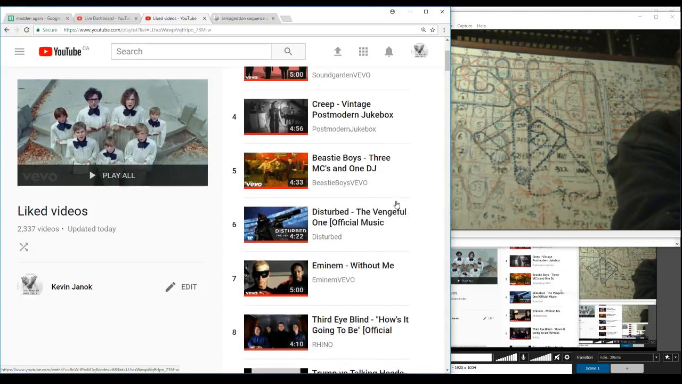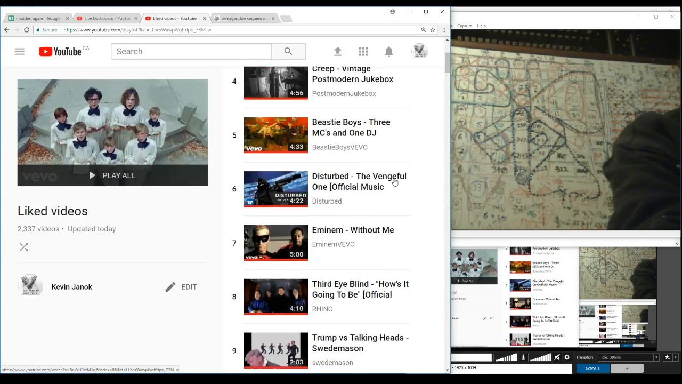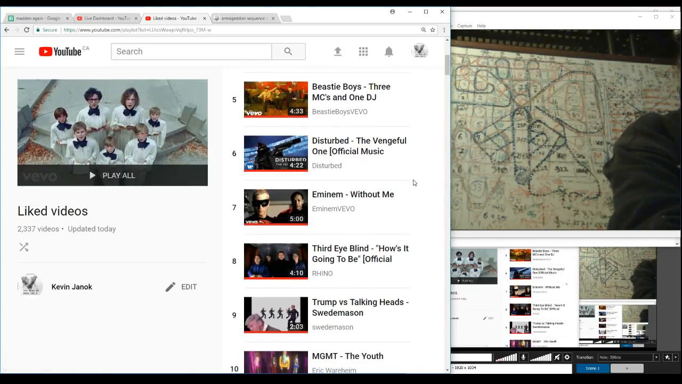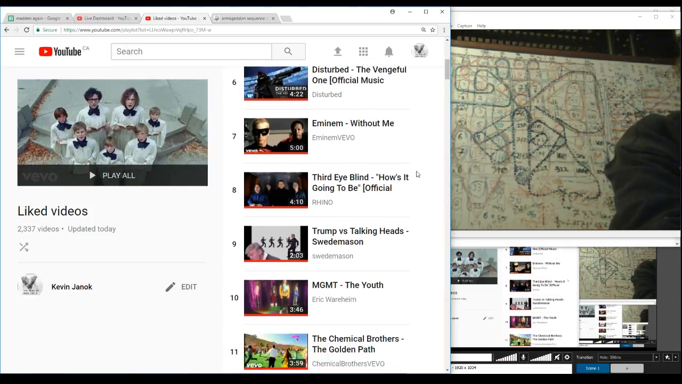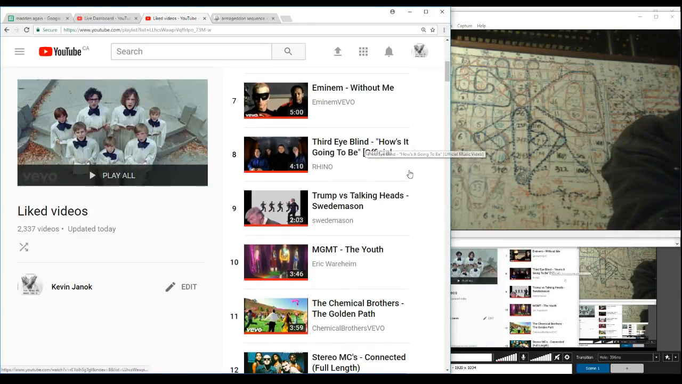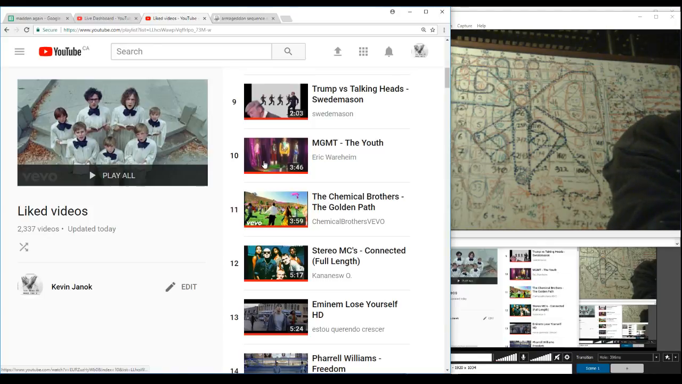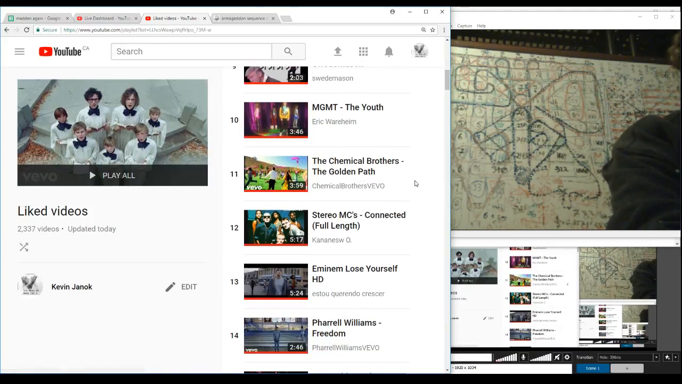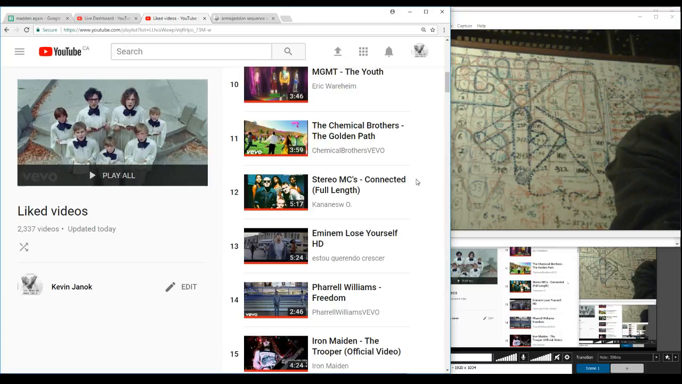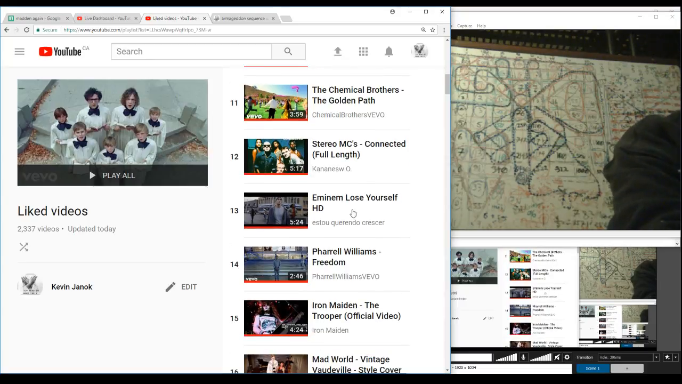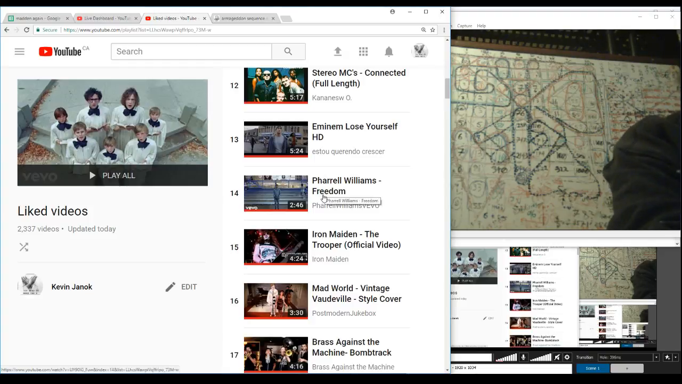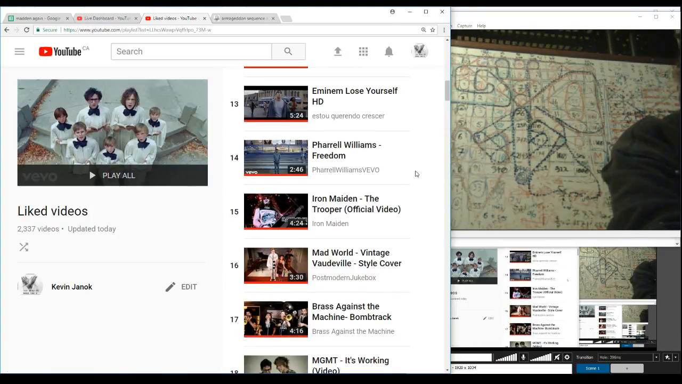Postmodern Jukebox is kind of new. I've never known these people. Again, 3 MCs and 1 DJ. Disturbed, The Vengeful One. Eminem, Without Me. Third Eye Blind, Your Third Eye Blind. I just think this is hilarious. Trump versus Talking Heads by Swede Mason. MGMT, The Youth. Very interesting song. Chemical Brothers, The Golden Path. Oh, energy seems to be quite golden to me. Lose Yourself, guy. Yeah. Pharrell Williams, Freedom. Freedom is an illusion you think you have.